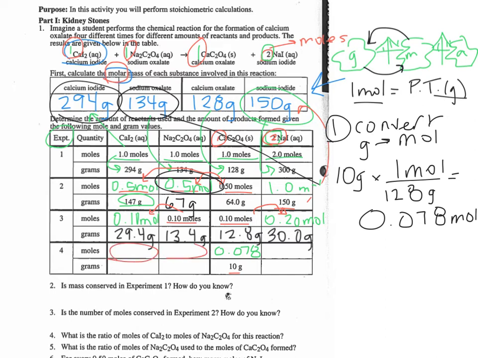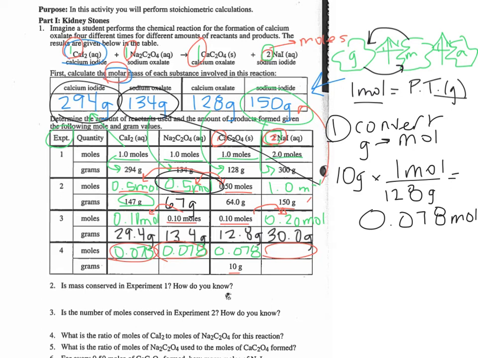Because remember, we can use mole ratios to figure out the moles of the other guys. So if calcium oxalate is 0.078, remember all of the reactants are 1-to-1 ratios. So that means this guy has to be 0.078. And this one also has to be 0.078. Make sense?